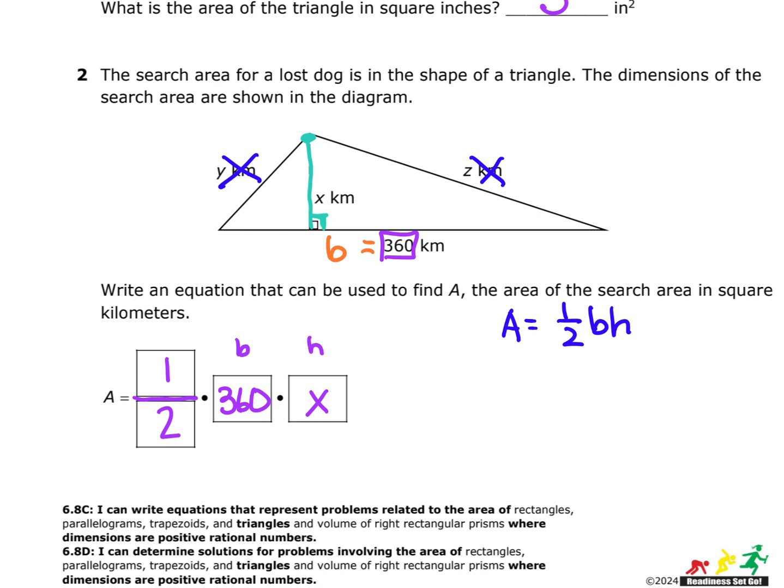All right, so again, the biggest part with formulas is that you're just substituting in the numbers that you know. So it's really important to write out your formula, and that way you can see how to substitute in your numbers. What are you given? You're given the base here. So we're going to replace the letter B, the base, with 360.